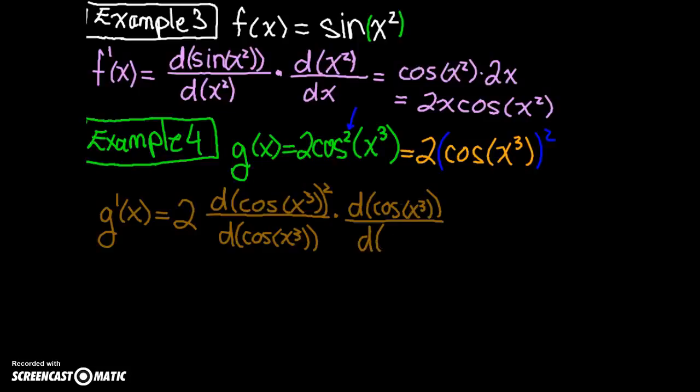With respect to, now there's another inside function here. Leave that inside function alone now. So you're working your way in. Now multiply this times the derivative of this final inside function. And then we can stop with respect to x. There's the inside function.